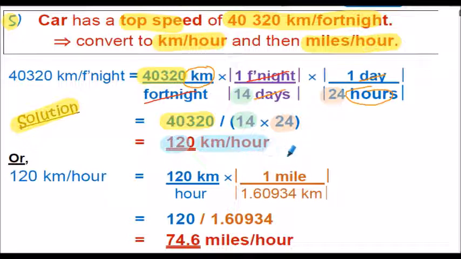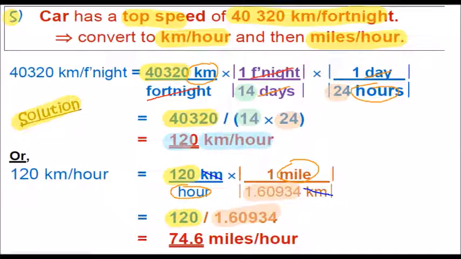We're also asked to convert the kilometers an hour into miles per hour. So another unity bracket here, converting the kilometers into miles. So this will produce miles per hour. So the calculation is simply 120 divided by the 1.60934. So that evaluates to 74.6 miles per hour.